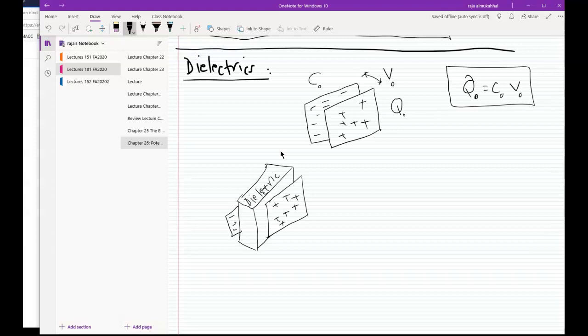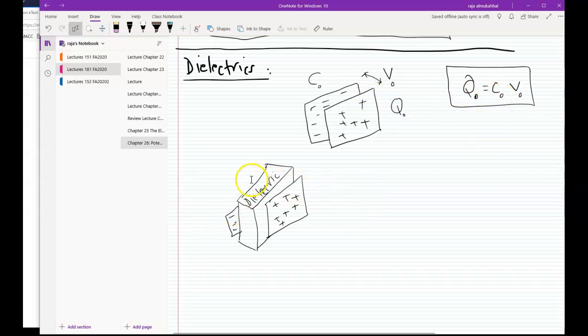So the question is, now I have my voltmeter. Remember, I used my voltmeter for the original capacitor before I put in the dielectric, and I saw that the voltage across is V0, and I know that the charge is Q naught and the capacitance is C naught. I already know all of that information, okay?